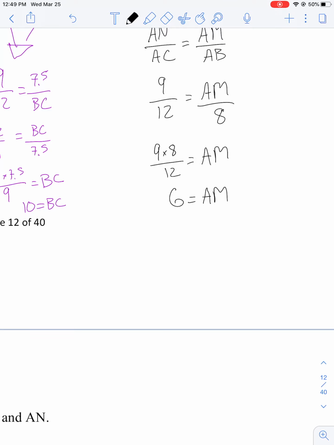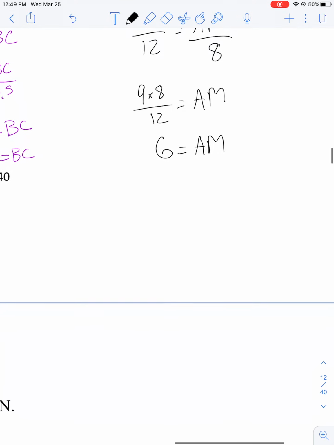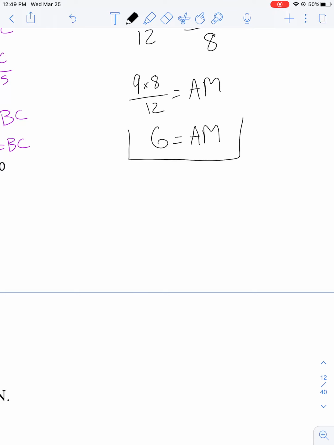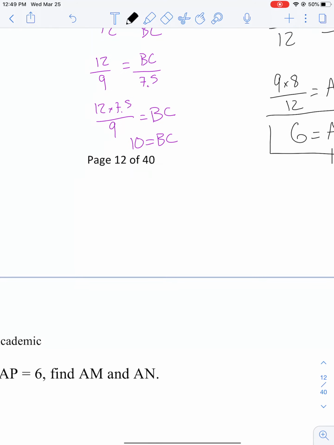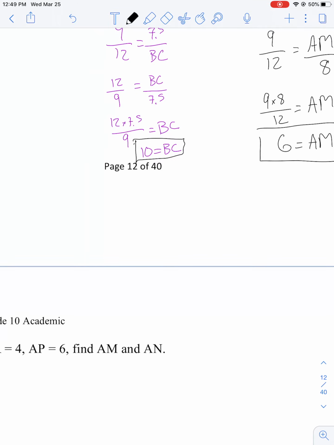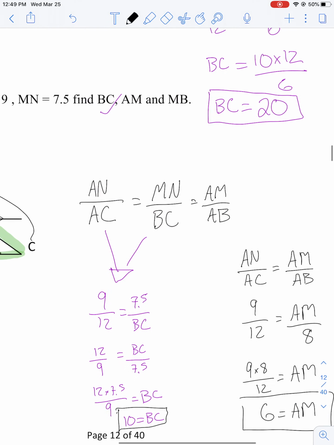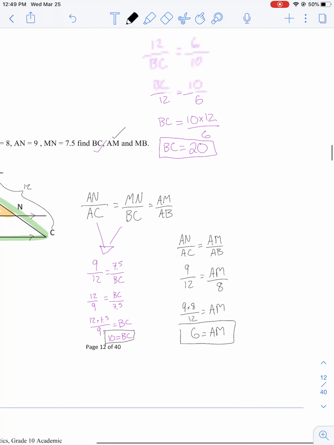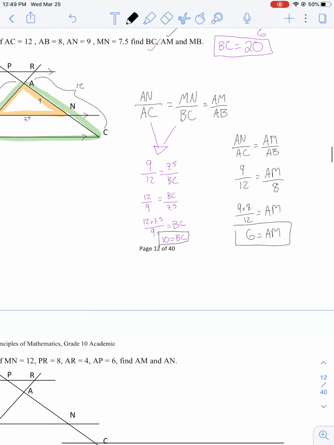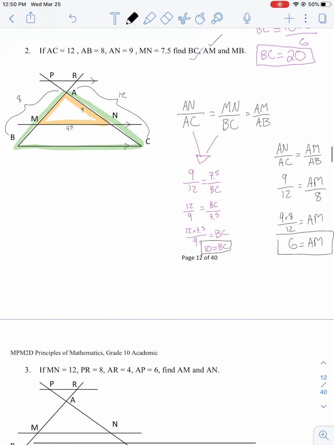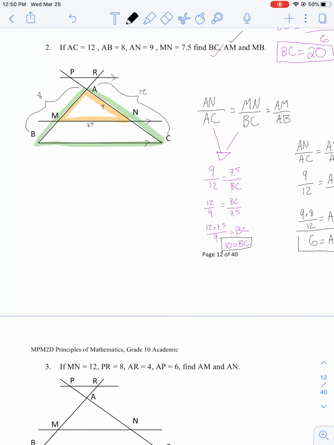Once again, I'm showing quite a bit of work here just so you know where I'm getting these numbers from. If you start to skip some steps along the way, it's probably understandable, but show as much work as you feel necessary there. AM is equal to 6. What else were they asking us for? And our last one is MB. MB, oh, it's just that little segment right there.